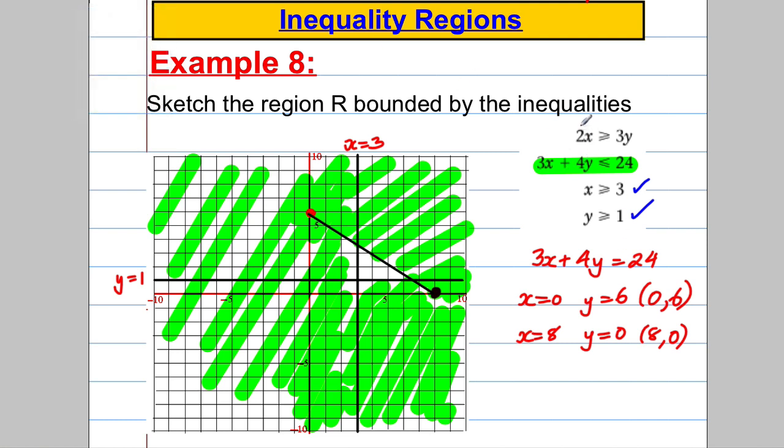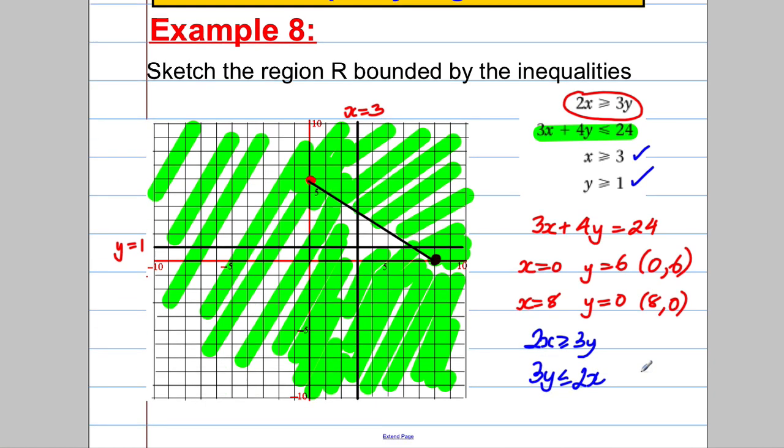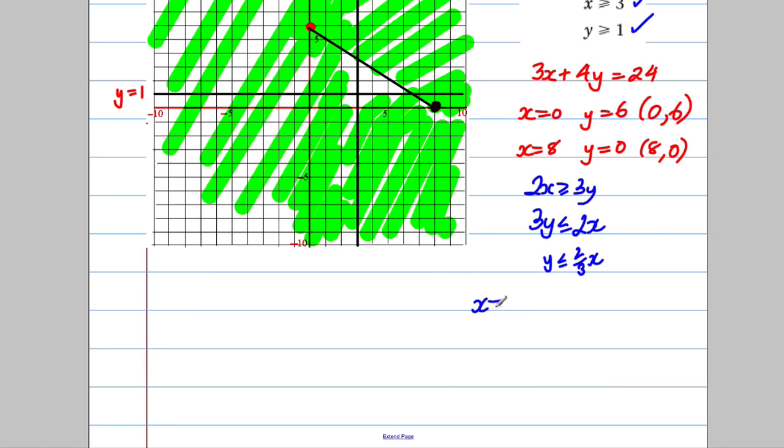Now the last one is this. So we want 2x bigger than or equal to 3y. Now I want it with y in front, so I'm going to rewrite that as 3y less than or equal to 2x. And what I'm going to do here is say that's y is less than or equal to 2/3 x. So clearly that goes through 0, 0. Because if x is 0 in this, y would be equal to 0.